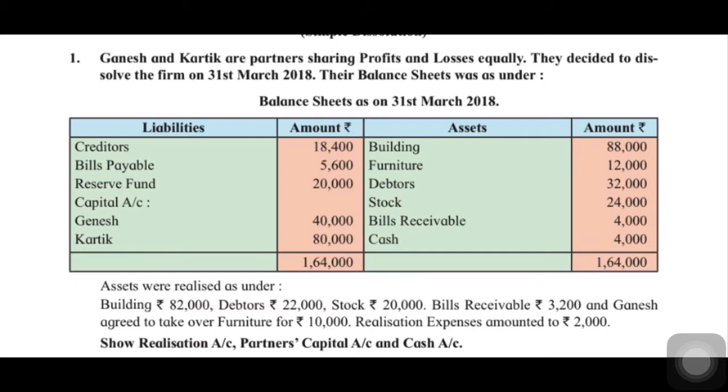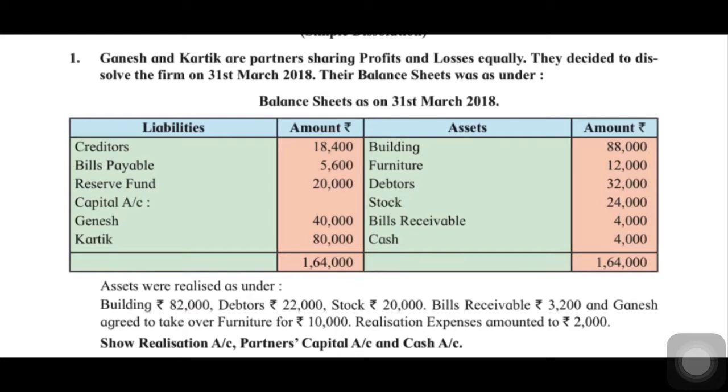Assets were realized under, so cash bank account debit to realization account. Building, debtors, stock, bills receivable, you'll add all these figures. Ganesh agreed to take over furniture. So in realization account, you will write Ganesh capital account on the credit side by Ganesh capital. And the second effect, Ganesh capital account debit side to realization, the value of furniture 10,000.